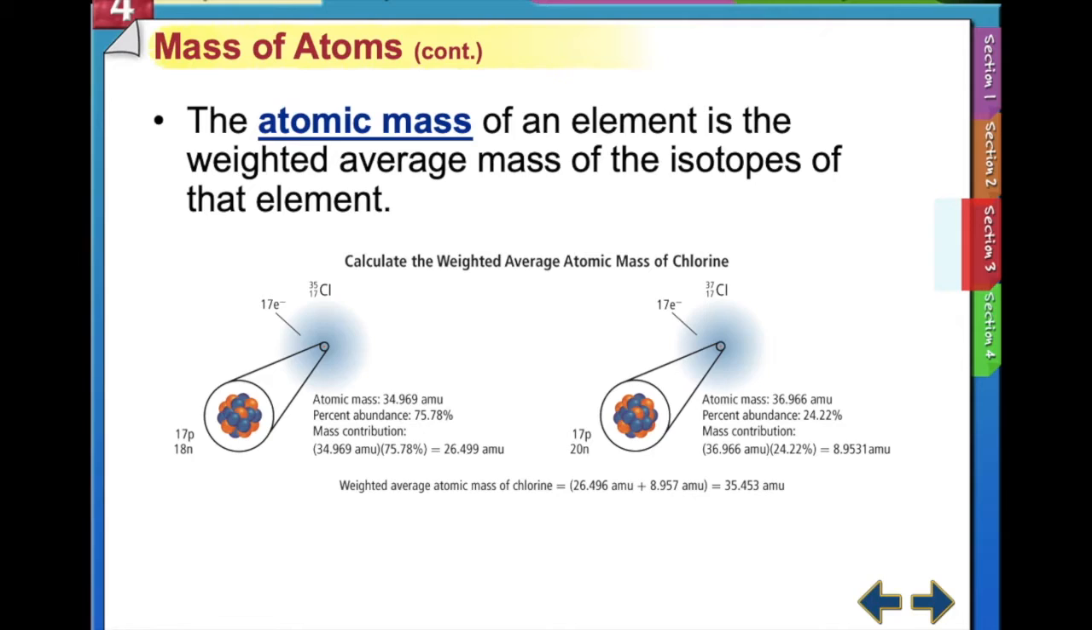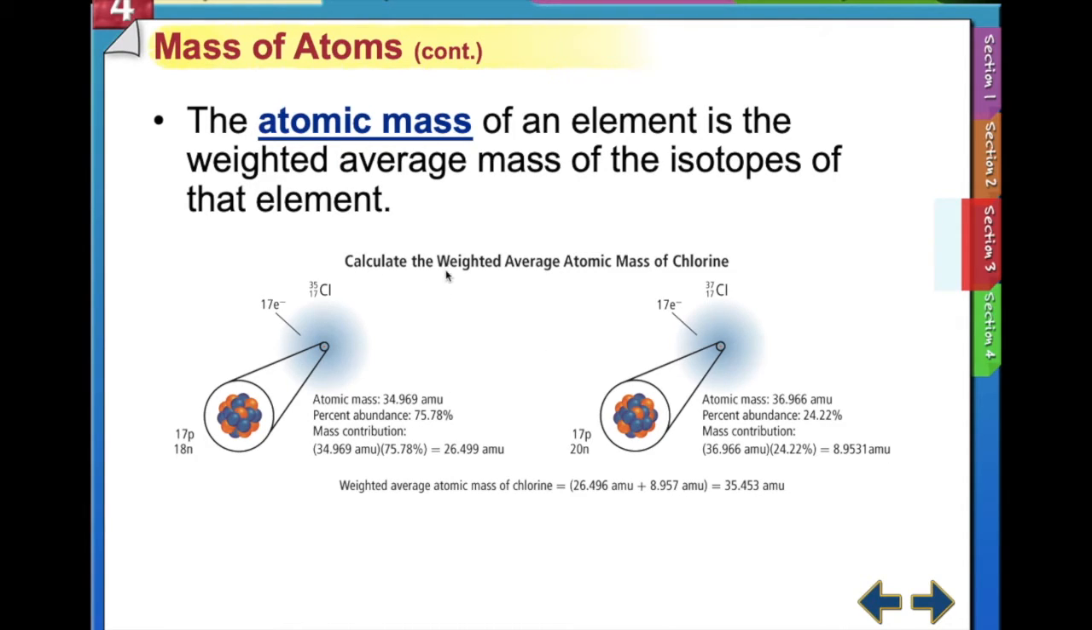The atomic mass of an element is the weighted average mass of the isotopes of the element. So this is the other number that you see on the periodic table. There's a whole number, that's your atomic number, that's how many protons you have. Then there's the average atomic mass of that element, and that for hydrogen is like 1.00 something like that. And that is based on the different isotopes and how common they are.